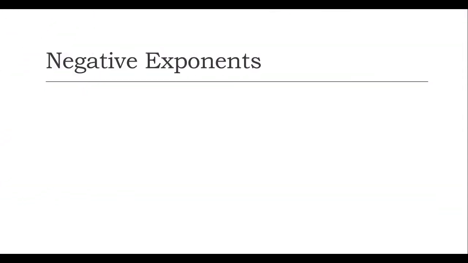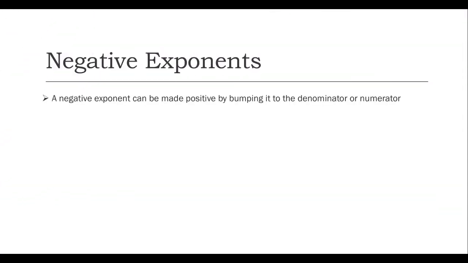Now we'll learn what to do with negative exponents. So a negative exponent can be made positive by bumping it to the denominator or numerator. So if it started as a negative exponent in the numerator, you bump it to the denominator to make it positive. And if it started as a negative exponent in the denominator, you'll bump it to the numerator to make it positive.